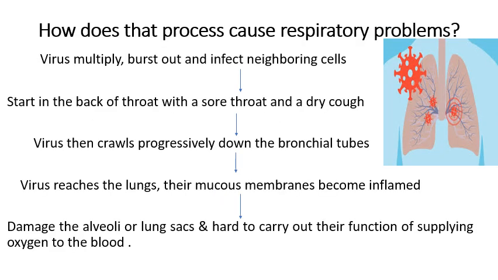Now the question is, how does that process cause respiratory problems? First of all, the virus multiplies, bursts out and infects neighboring cells. It starts in the back of the throat with a sore throat and a dry cough. The virus then crawls progressively down the bronchial tubules. Then the virus reaches the lungs. Their mucous membranes become inflamed. Last, they damage the alveoli, or lung sacs, making it hard to carry out their function of supplying oxygen to the blood.